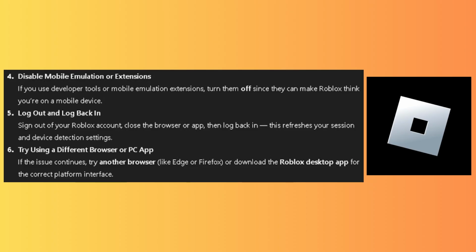Try using a different browser or PC app. If the issue persists, try another browser. This could be Edge or Firefox, or download the Roblox desktop app for the correct platform interface. Now you know how to fix Roblox thinking you're on mobile.